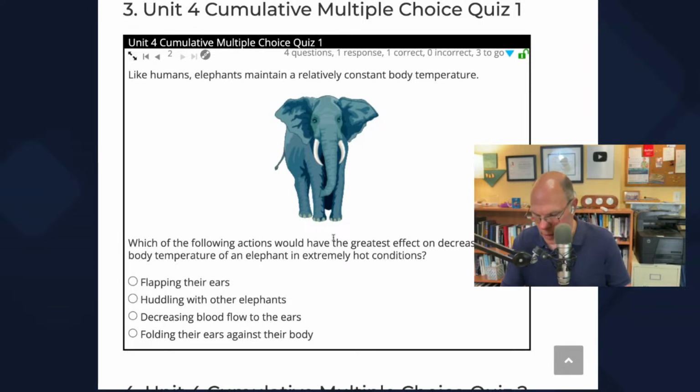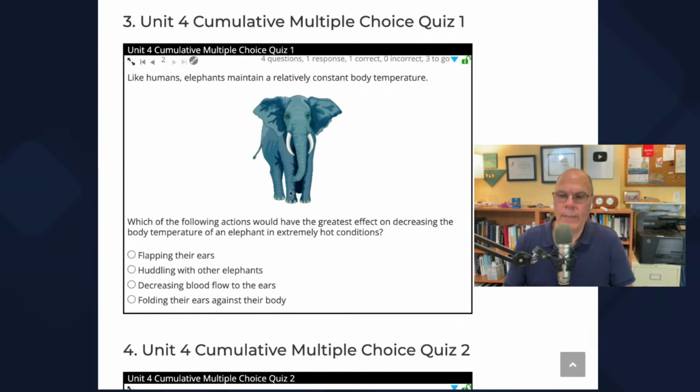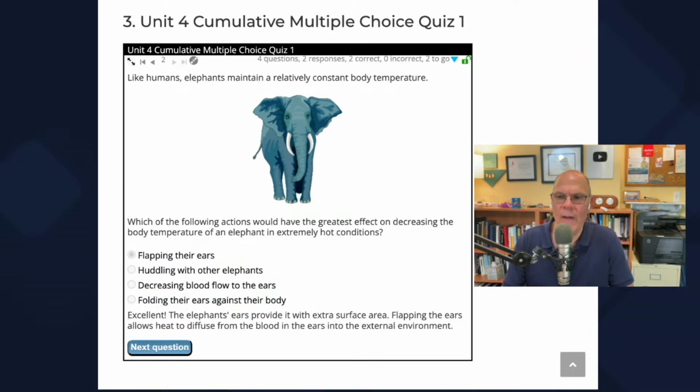It doesn't work that well. Okay. Flapping their ears, well, that would increase wind against the ears, and the ears are for releasing heat. Huddling with other elephants, if you huddle with somebody, you're kind of decreasing surface area, decreasing blood flow to the ears. That's vasoconstriction. It would decrease heat. Folding their ears against the body, also decreasing surface area. So I'm going to go with the one that kind of increases surface area exposed to the air.